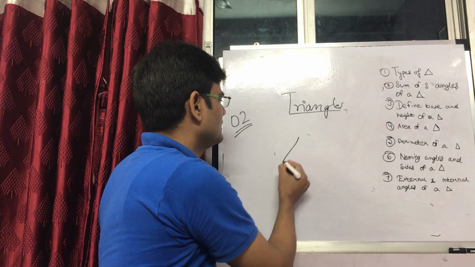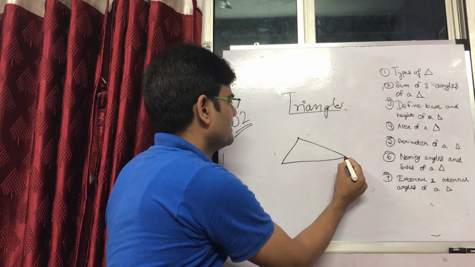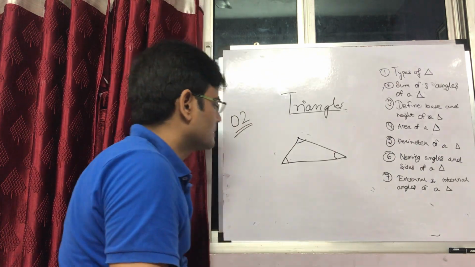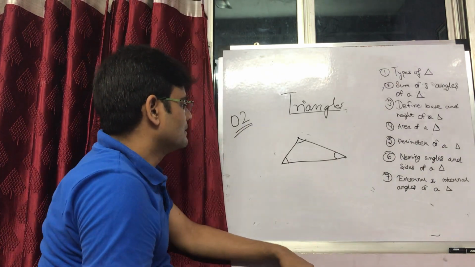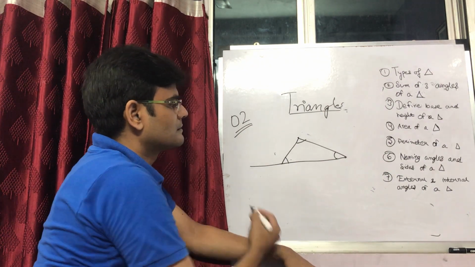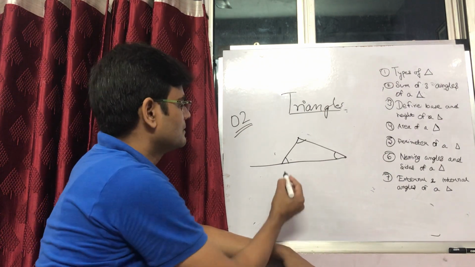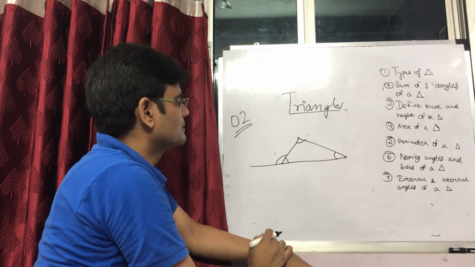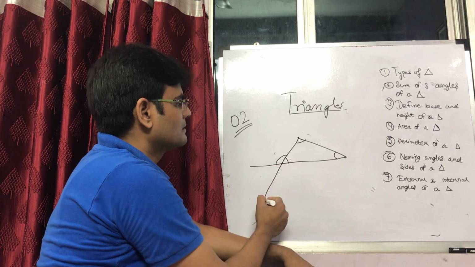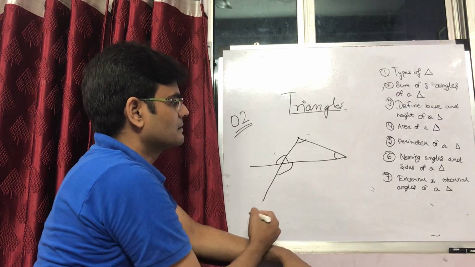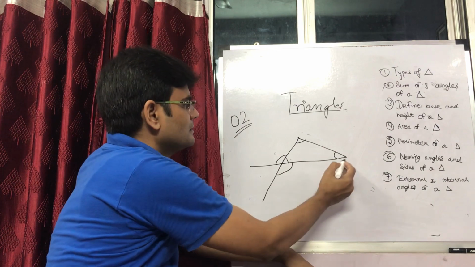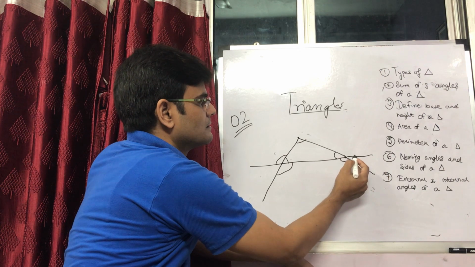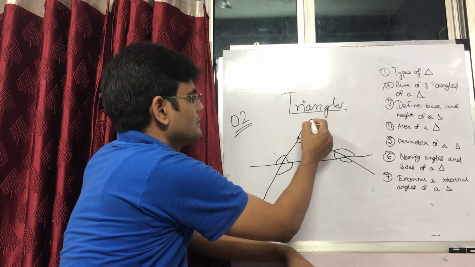External and internal angles. If you see, internal angles are very simple. These are internal angles. What are external angles? You extend only one line. This is an external angle. If I extend this line, this is the external angle. If I extend this line, this is the external angle. If I extend this line, this is the external angle.